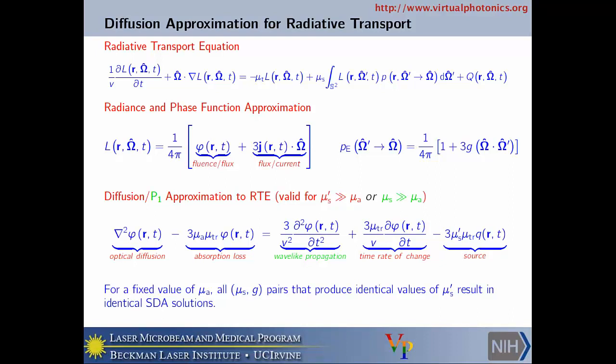Well, you can argue that if you had a perfectly isotropic phase function, then there's no directionality, right? It's basically Brownian motion, but it's still not Brownian motion because you still have this wavelength propagation term and you still have this absorption loss. So that's why I'm not going to agree with you completely. As much as I would like to.